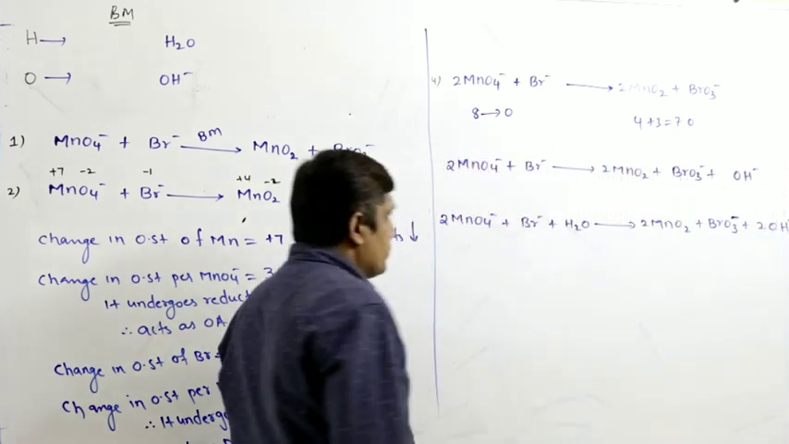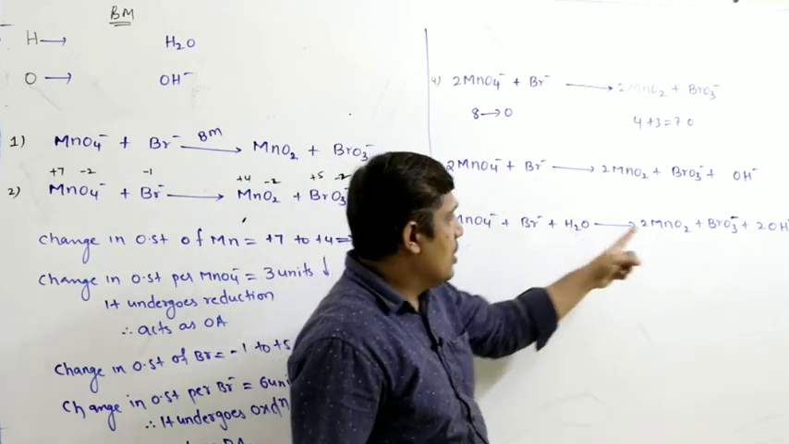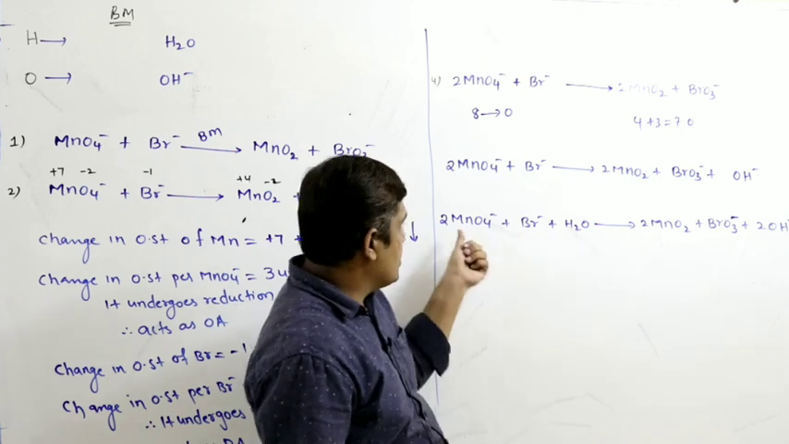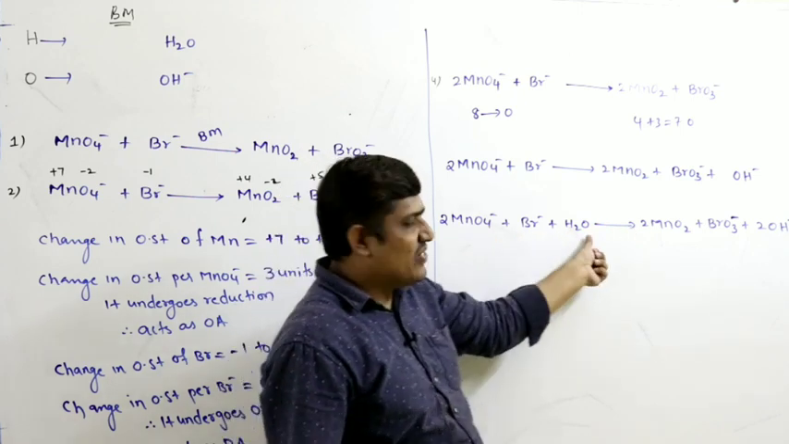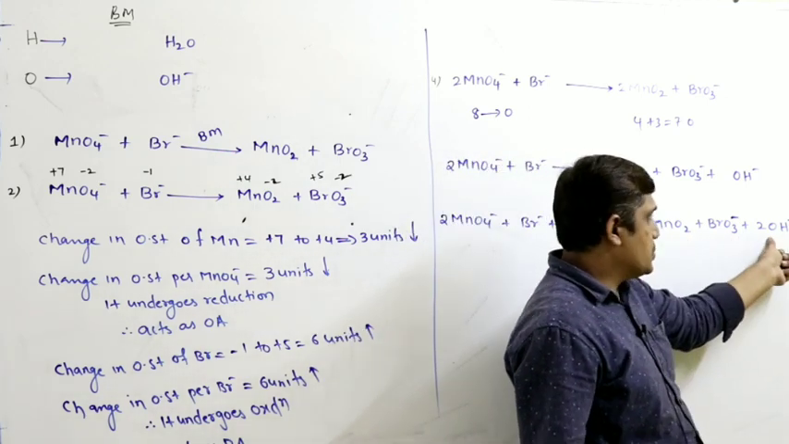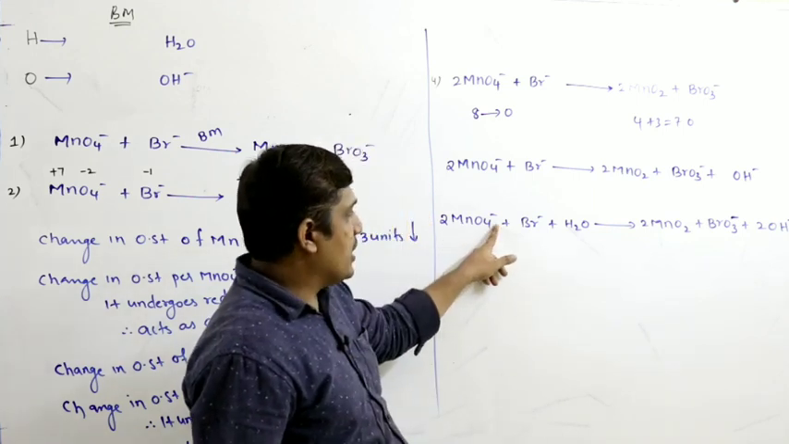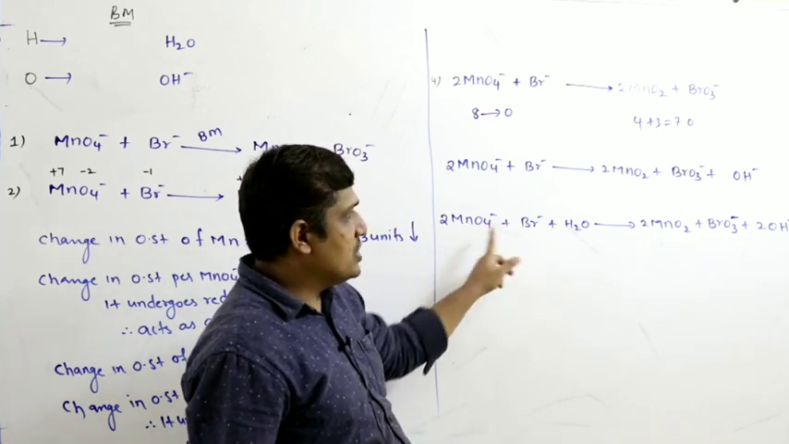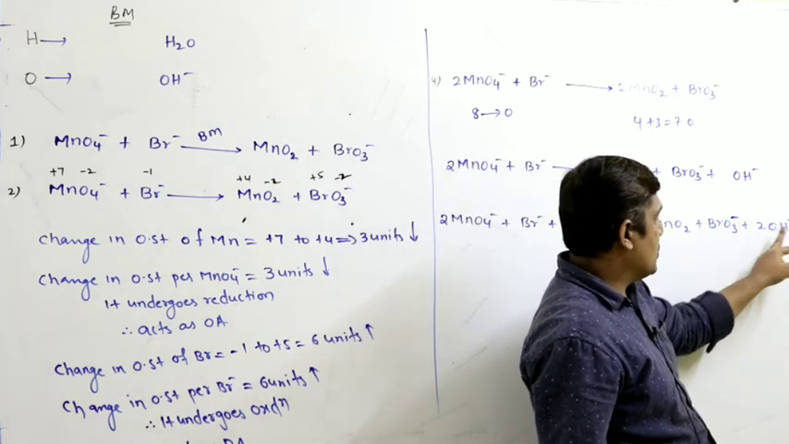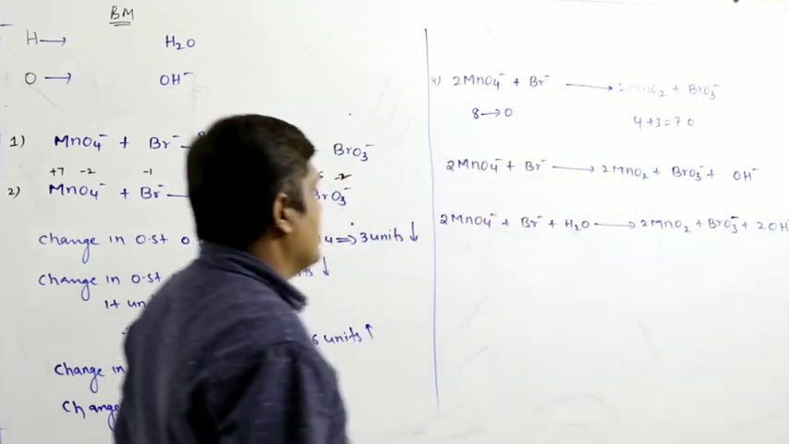Now let us check. 2 manganese, 1 bromine, 1 bromine. Hydrogens, 2 hydrogens. Oxygen, 2 into 4 is 8 plus 1, 9 oxygens. 2 2s are 4 plus 3, 7 plus 2, 9 oxygens. Even the charge: 2 moles, so 2 negative charges, here 1, total 3 units of negative charge. Here 1 unit negative charge, here you have 2 units negative charge, total 3 units of negative charge. So it is balanced.